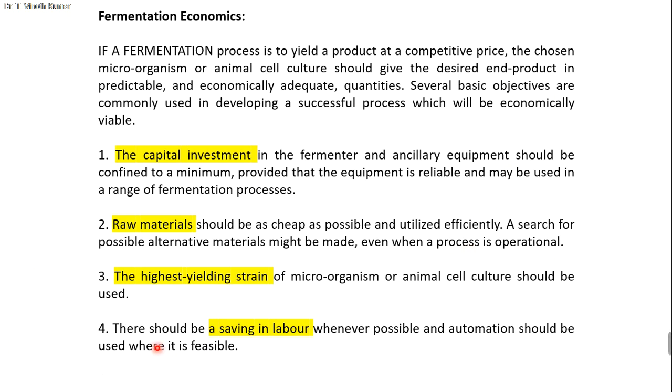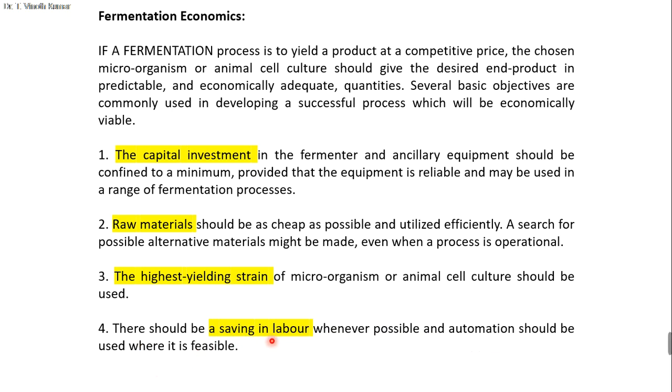And the highest yielding strain of the microorganism or the animal cell culture, if you are working on protein production, growth hormone production or monoclonal antibody, where animal cell culture is required. In that case you have to choose the same thing, the highest yielding strain. That means the particular animal cell line has to be chosen very carefully. And there should be a saving in labor whenever possible, and automation should be used wherever it is possible and feasible.